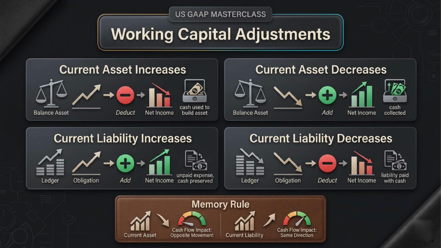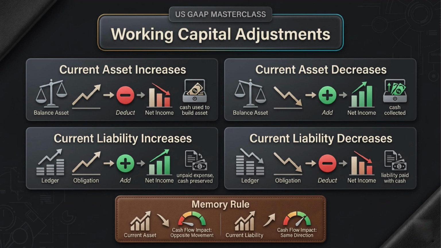Working capital adjustments are the heart of the indirect method. If a current asset increases, deduct it from net income because cash was used to build that asset or revenue was recognized before cash collection. If a current asset decreases, add it back because cash was collected or recovered from an earlier balance. For current liabilities, the direction is generally the same as the cash flow impact. If a current liability increases, add it back because an expense was recognized but not yet paid. If a current liability decreases, deduct it because cash was paid for a prior obligation.